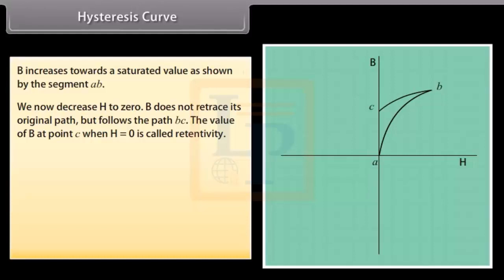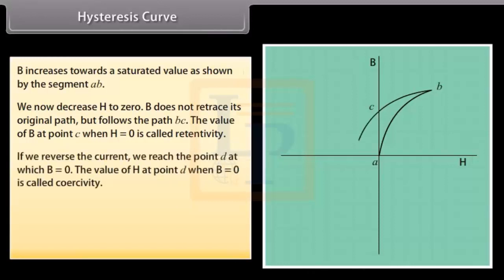The value of B at point C when H is equal to 0 is called retentivity. If we reverse the current, we reach the point D at which B is equal to 0. The value of H at point D when B is equal to 0 is called coercivity. As we further increase the reversed current, B saturates in the opposite direction at point E and turning the current to 0 at point F.